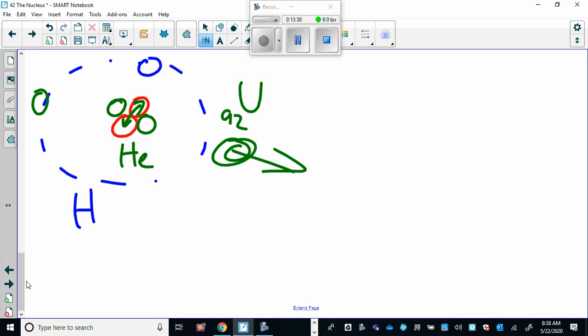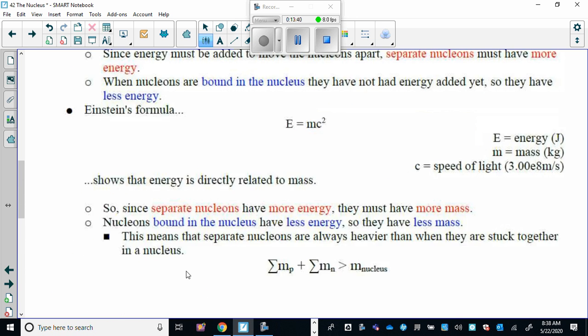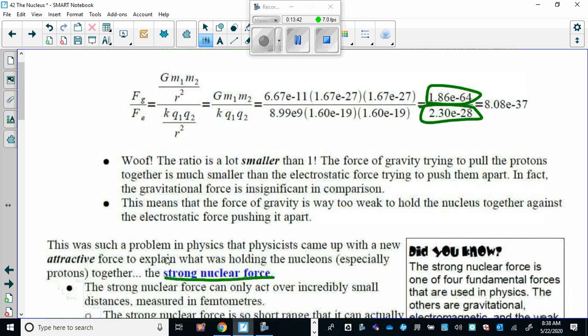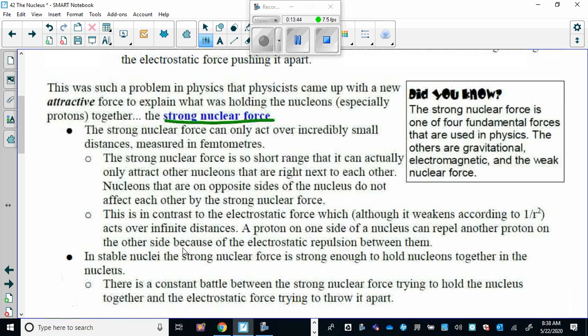Okay, so let's go back up and finish binding energy. That's the strong nuclear force. So we'll stop there and we'll go on to the second part of this lesson.